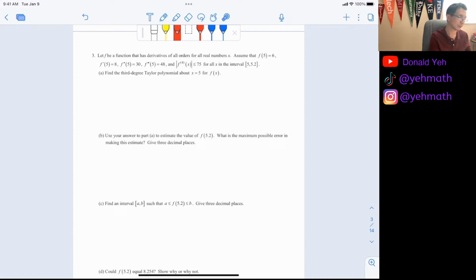If you find the polynomial by simplifying the parts of the Taylor series, or you can also just leave that as is.